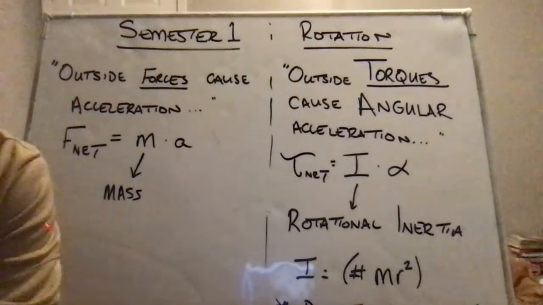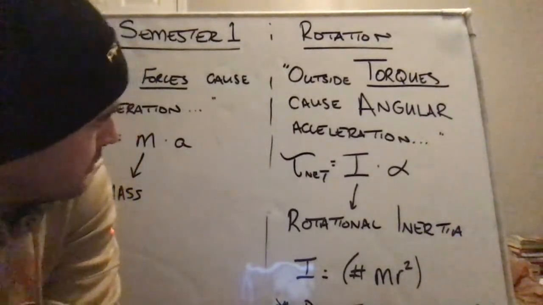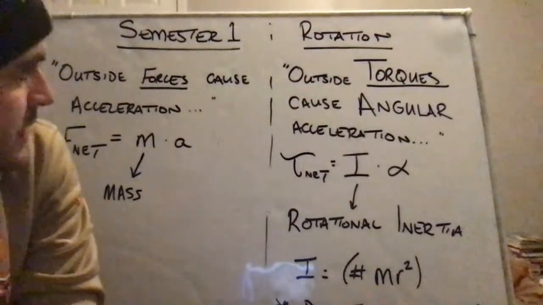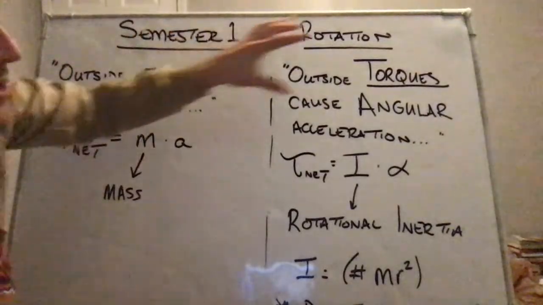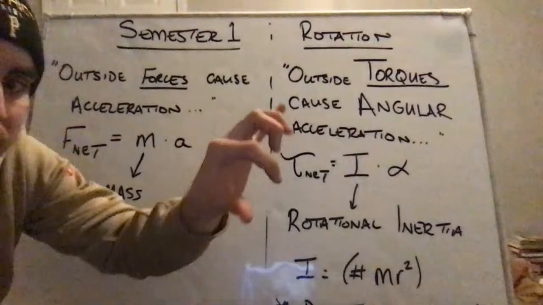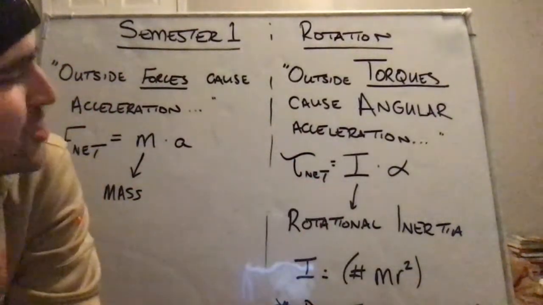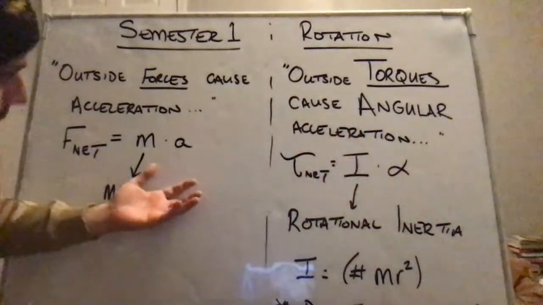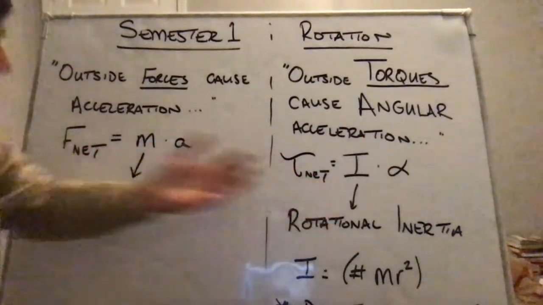Our translatable variables here from first semester to rotation: forces are basically torques here in rotation, and acceleration is angular acceleration. That's a pretty easy one to catch on to, but forces and torques are very similar. Forces move things left, right, up, down, forward, backward. Torques move things around an axis of rotation. Even our net torque expression is strikingly similar: net torque equals I times alpha. Alpha is our angular acceleration, and net torque is comparable to our net force.